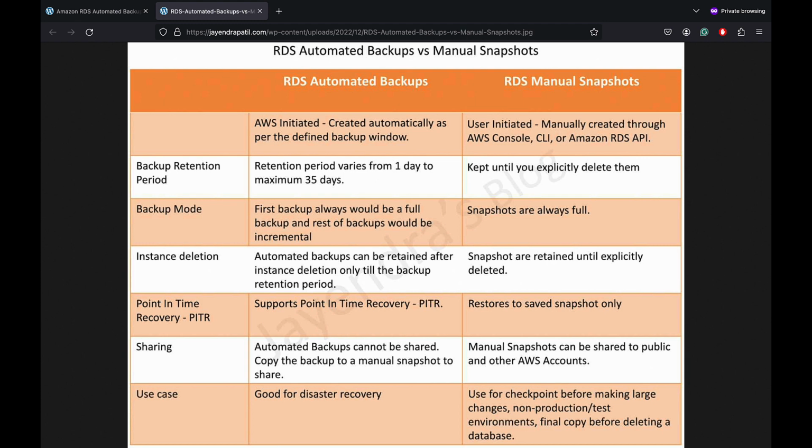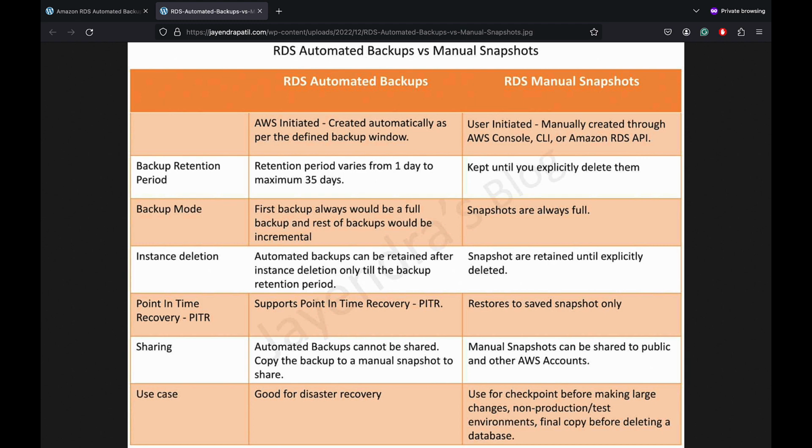In terms of the backup mode, RDS backups are incremental. The first snapshot of the DB instance contains the data for the full database, and subsequent backups of the same database are incremental, which means that only the data that has changed after your most recent backup is saved. RDS snapshots are always full.